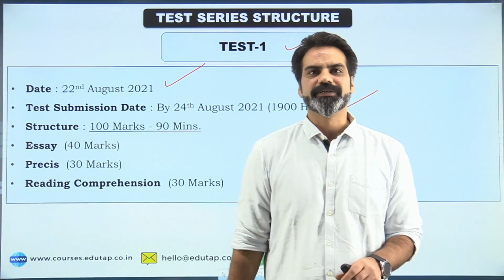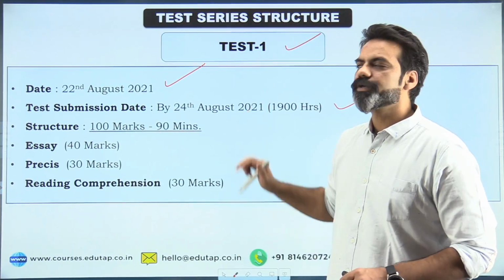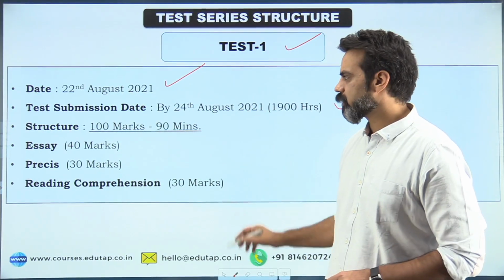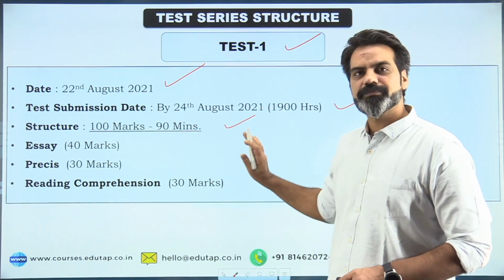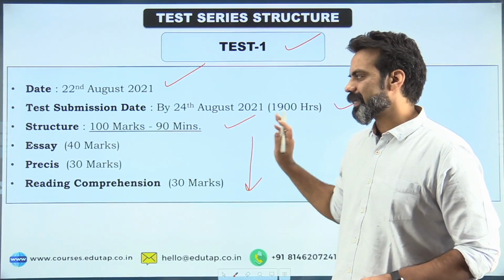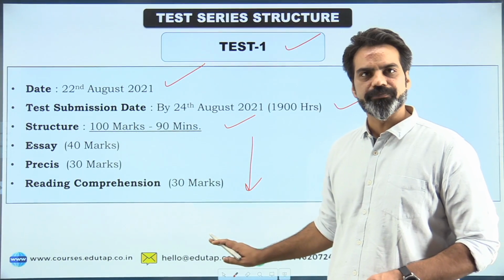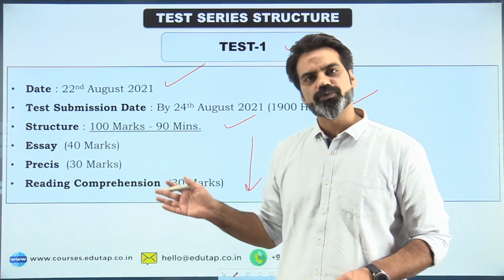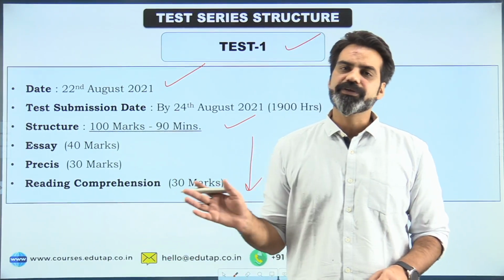So first test would be on 22nd of August, and the structure would be same, 100 marks, 90 minutes, and you will get these 3 questions: essay, Precis, and reading comprehension. That is test 1. After that, your test will be evaluated. You will be given your feedbacks.